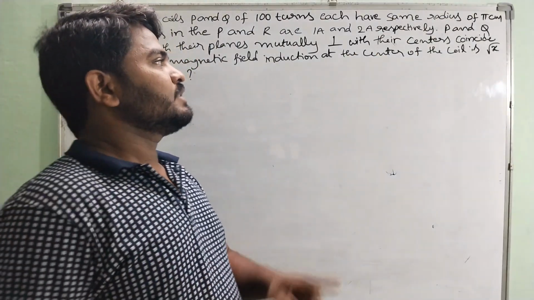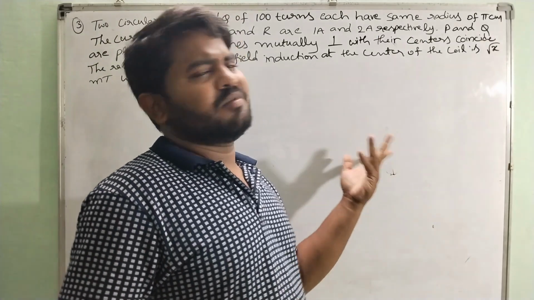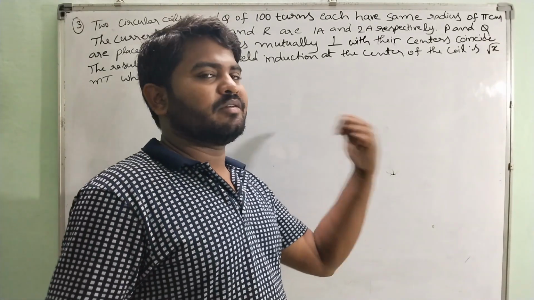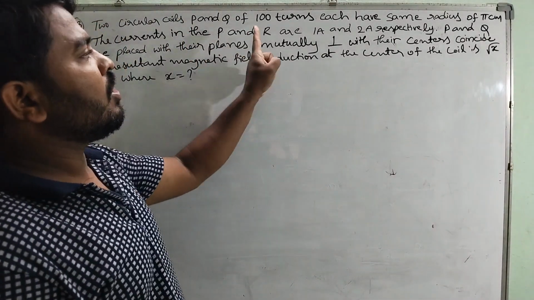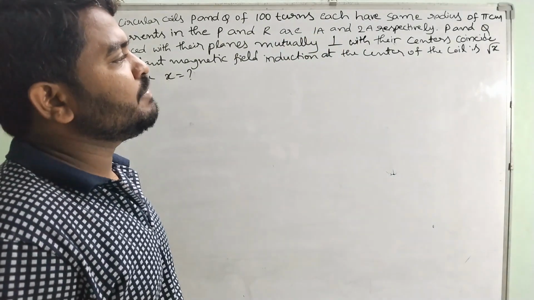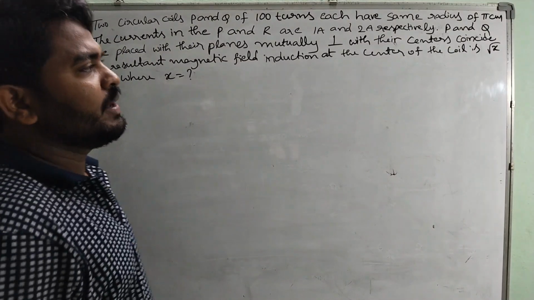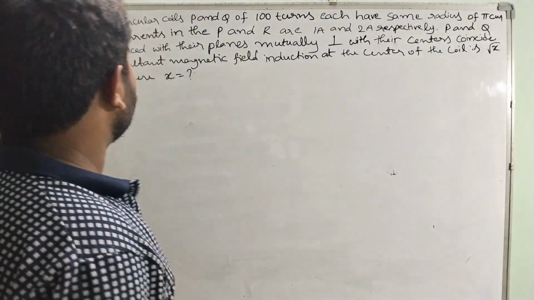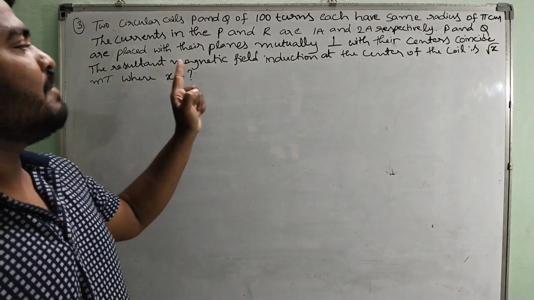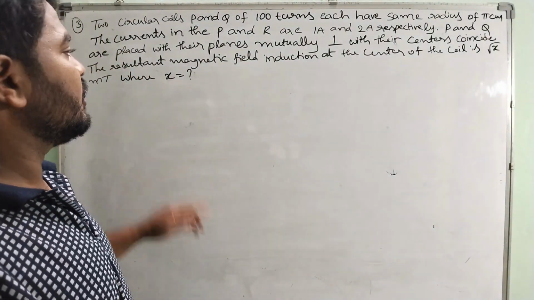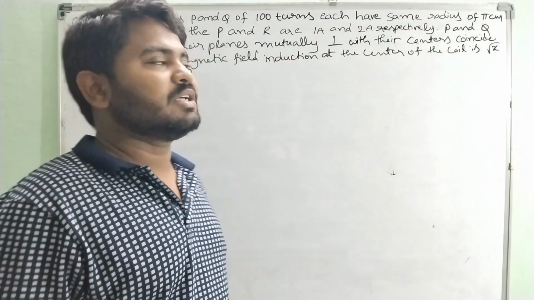Hi guys, this is the third question from magnetism, that is, moving charge and magnetism, or the current effects of magnetism. The question is: two circular coils P and Q of 100 turns each have the same radius of pi centimeter. The currents in P and Q are 1 ampere and 2 ampere respectively. P and Q are placed with their planes mutually perpendicular with their centers coinciding. The resultant magnetic field induction at the center of the coil is root x millitesla, where x is equal to what. They are asking us to find x.